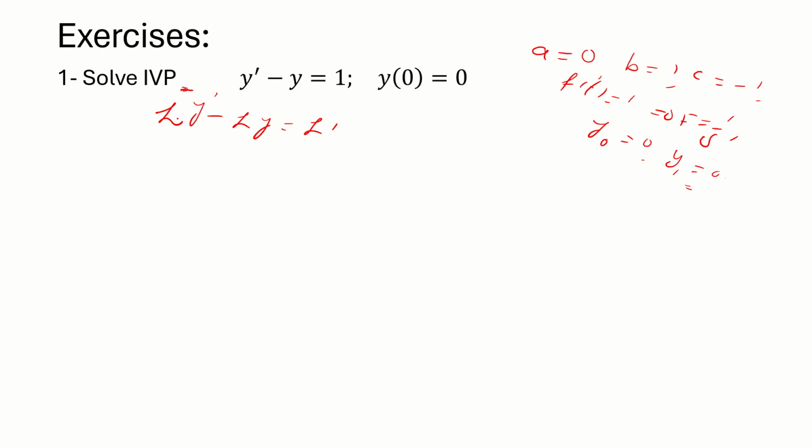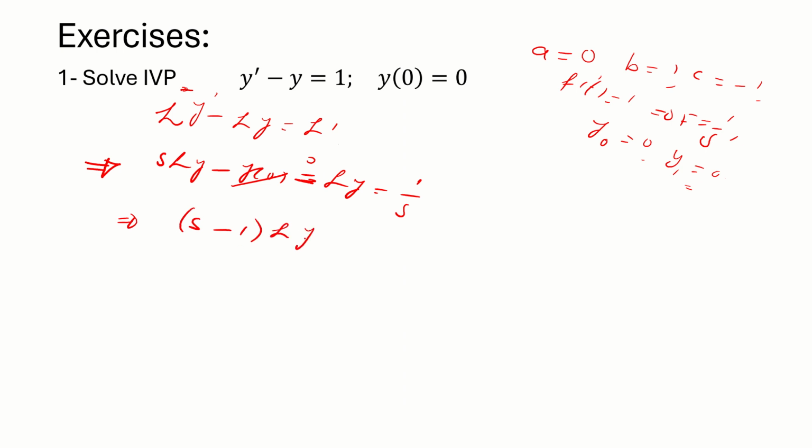We can use these conditions in the previous formula, and then you will just find the Laplace inverse. Or if you want to do it using this rule, the procedure we have, then s Laplace of y minus y of 0 minus Laplace of y is equal to 1 by s. Now y0 is 0, this is gone. We have s minus 1 into Laplace of y is equal to 1 over s. Then Laplace of y is equal to 1 over s into s minus 1, which could be used as a partial fraction.